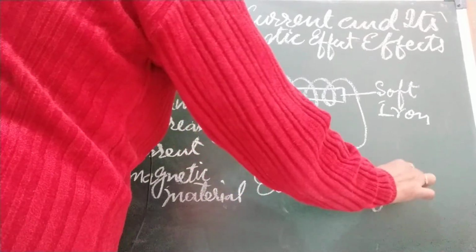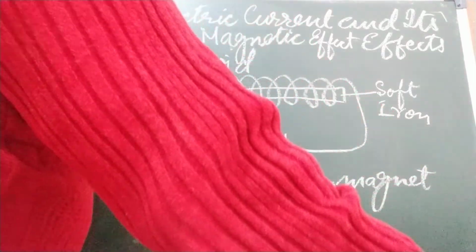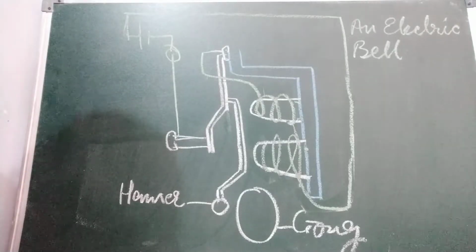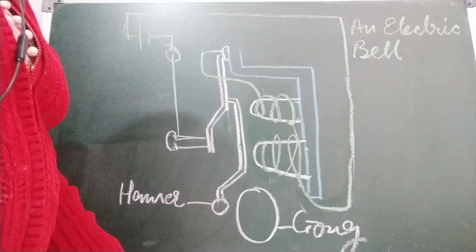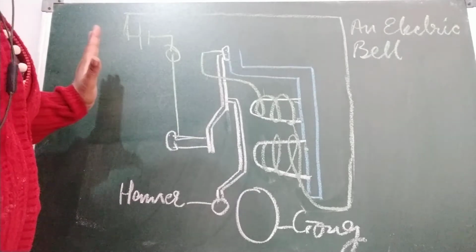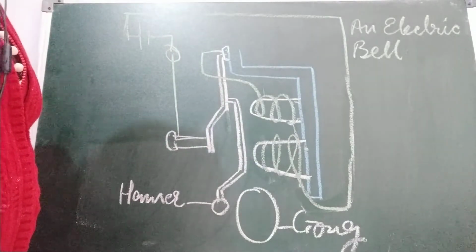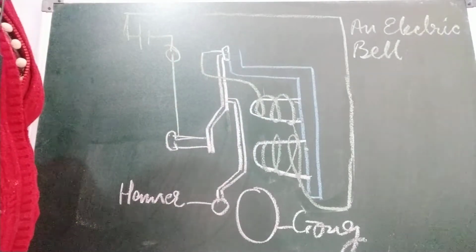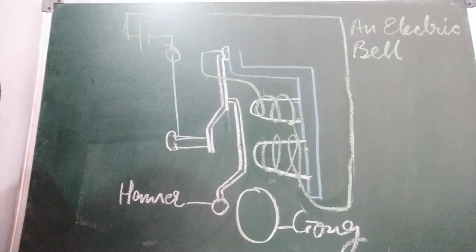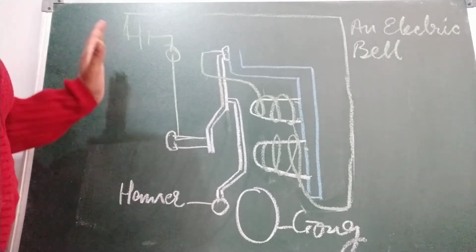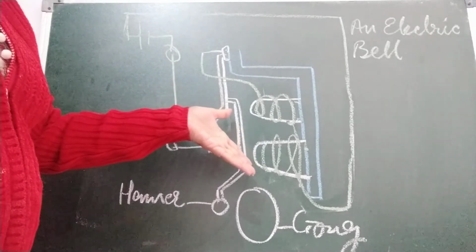Now we are going to discuss uses of electromagnets. Electromagnets are used in a number of electrical appliances such as electric bells. This I have drawn for you. And electric buzzers, they are used in electric motors, which find wide application in fans, washing machines, air conditioners, refrigerators, etc. Here we are going to discuss the working of an electric bell, how it works with the help of an electromagnet.